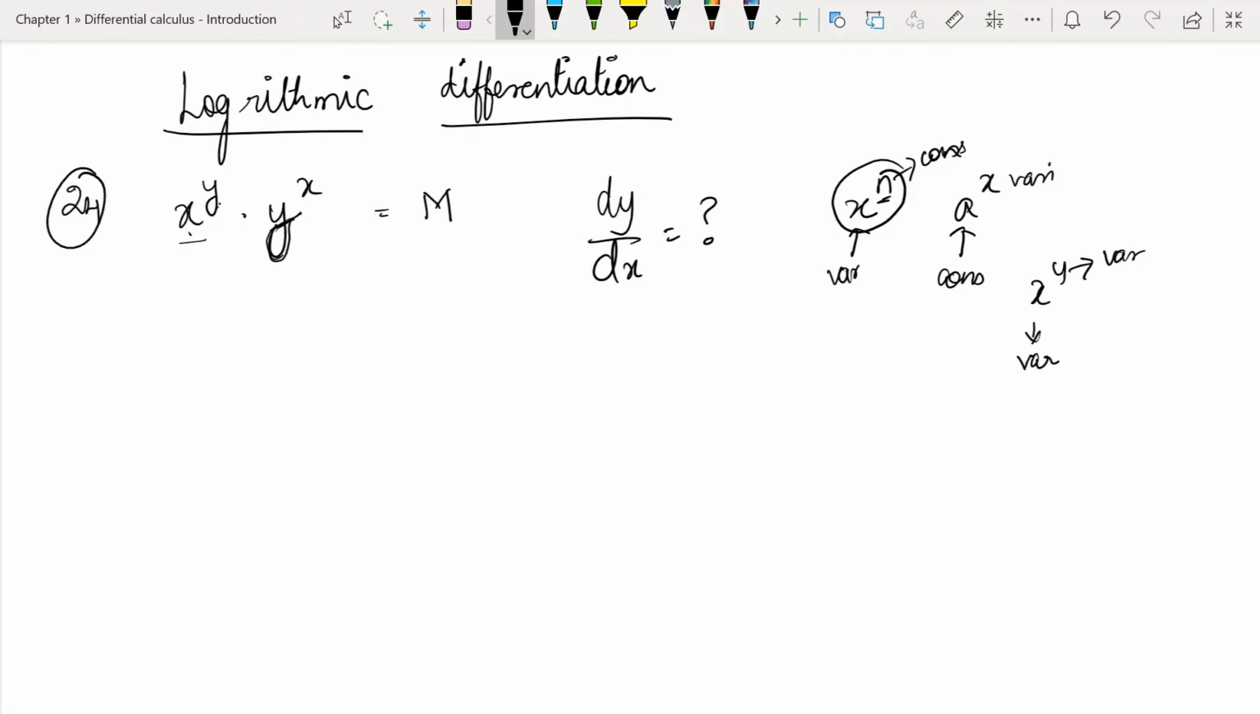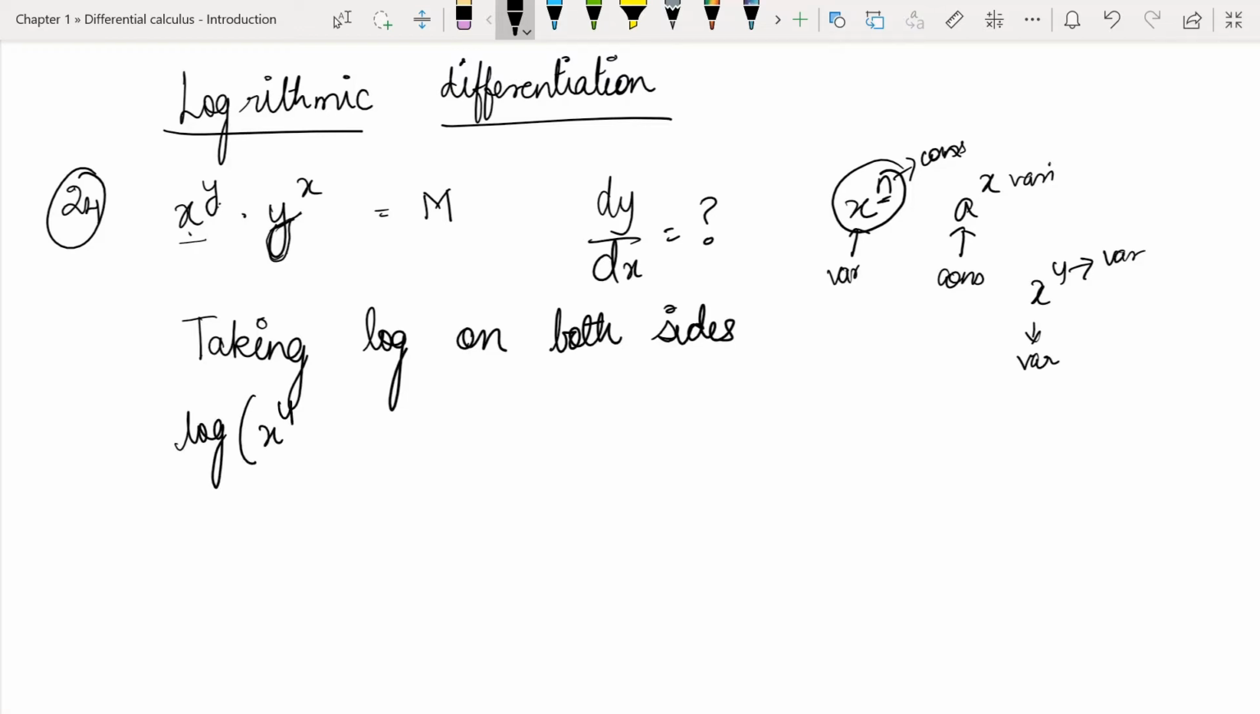So what do we do on the next step? Taking log on both sides. How do you take log? You do log of x power y into y power x is equal to log m. Now base is going to be e. Okay, the base is always e, needless to say that.